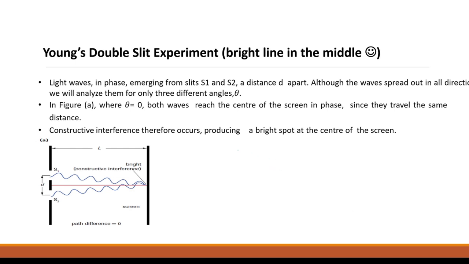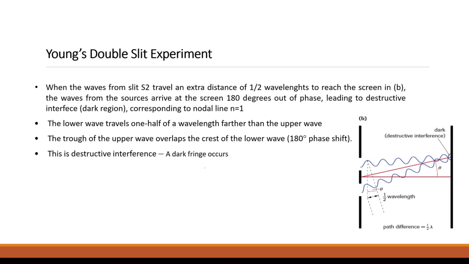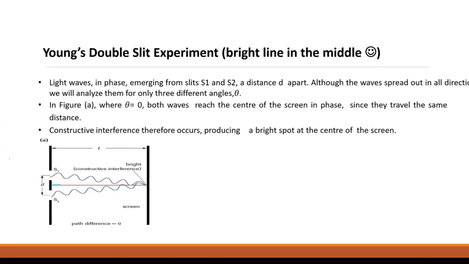Both waves reach the center of the screen in phase, since they travel the same distance. And so what do we mean by the 0 theta? The angle against this line, this red line that runs straight beneath, in between the two, and eventually meets where they meet. So this angle with the flat line is 0. So that's what our theta is.